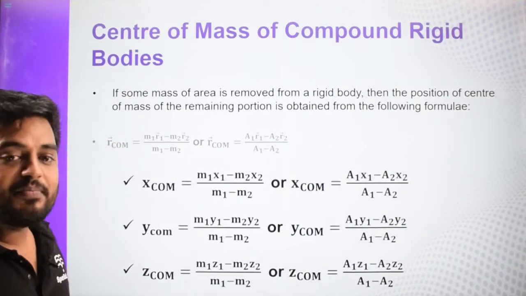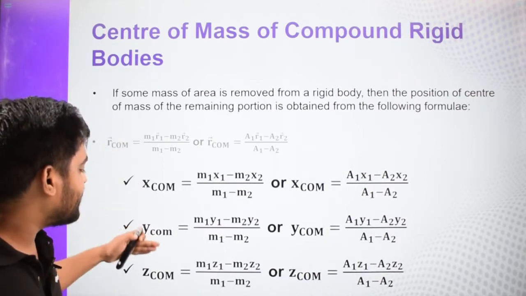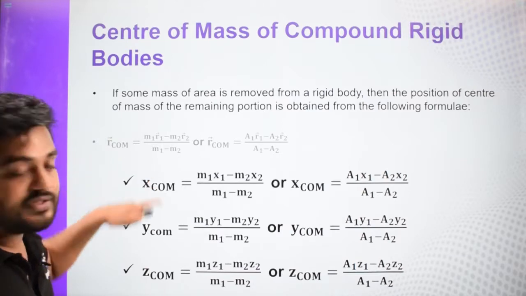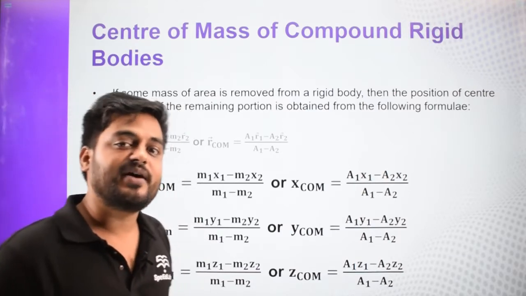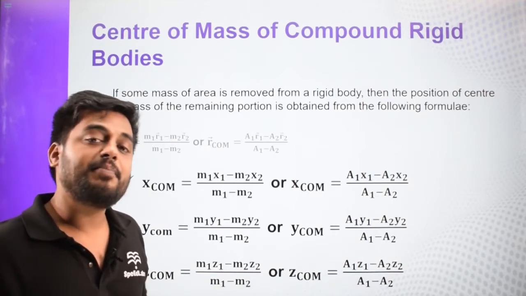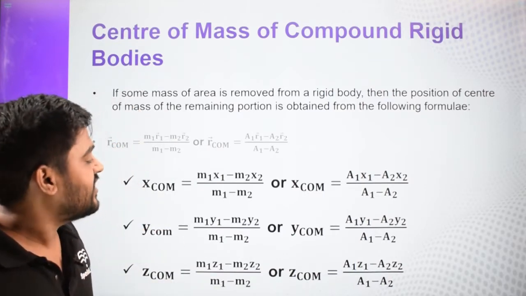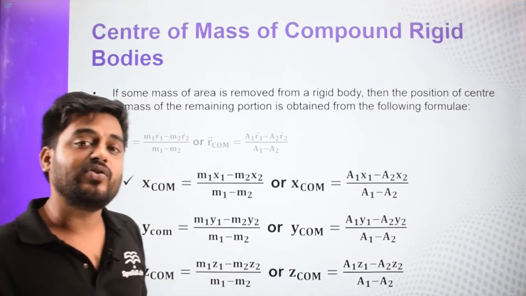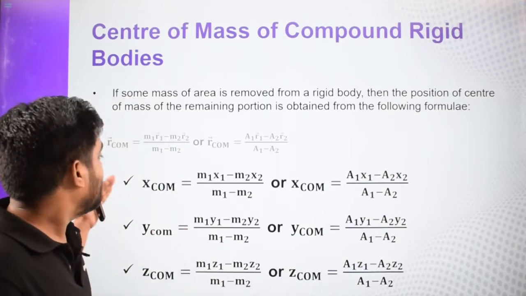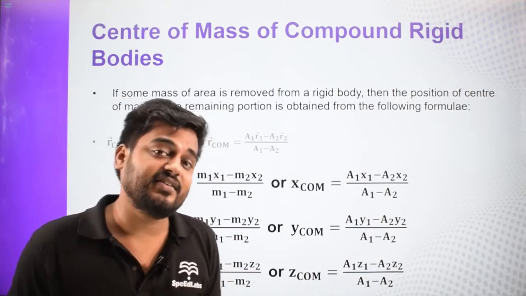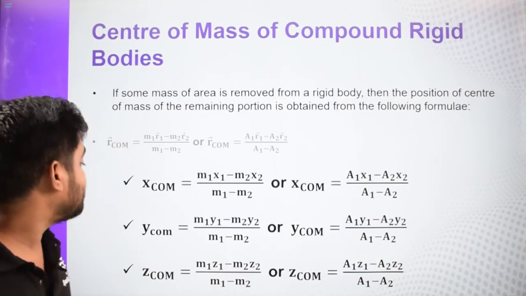The same thing can be applied for all the X, Y and Z coordinates separately. If the formula for the position of center of mass is split into all 3 separate components, then we get these formulas. So separate formulas for X, Y and Z can be applied. If it is symmetric about the X axis, then just get the X coordinate. YCM and ZCM are going to be 0.